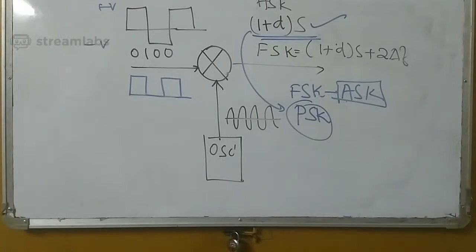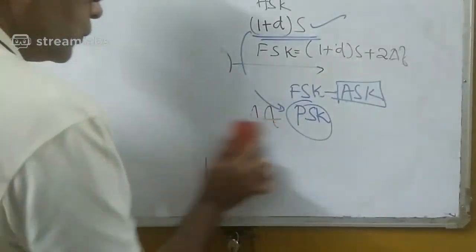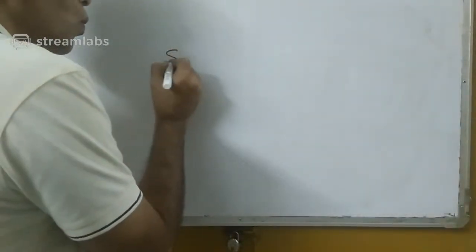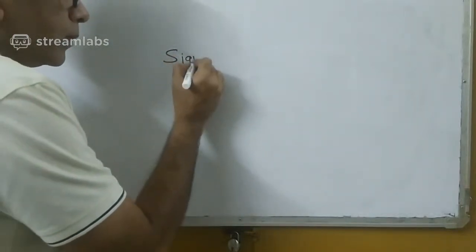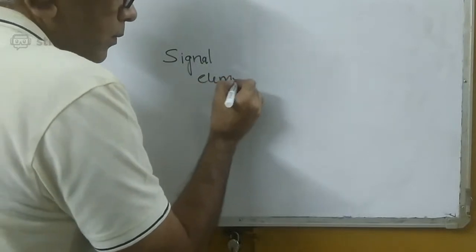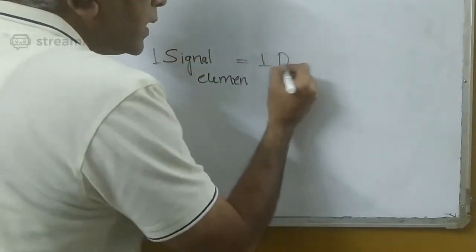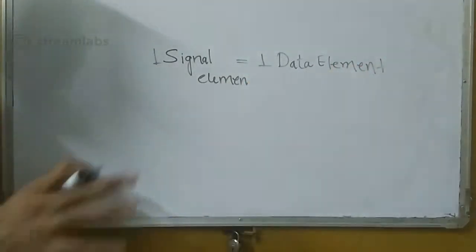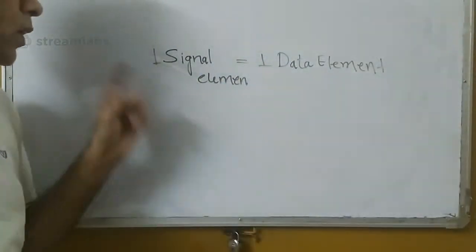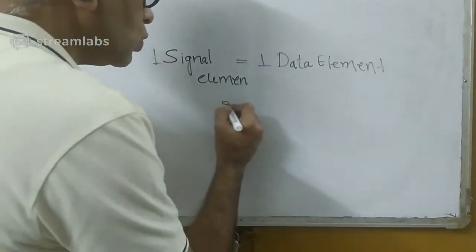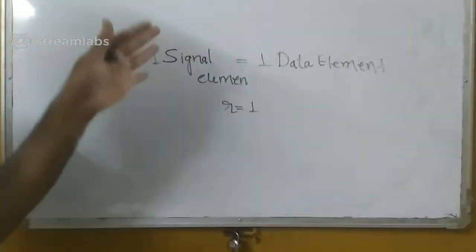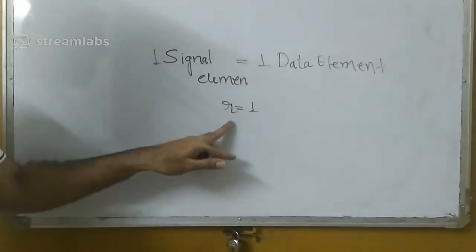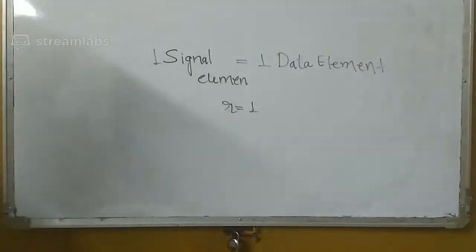Now I will talk regarding the issue. In all these three discussions, I was concentrating only on the representation of 1 bit per signal element. One signal element is equal to one data element. This was the basis I used for generation of the signal. So that is the reason that when it comes to R, I said it was 1 in all cases. The R value is equal to 1.